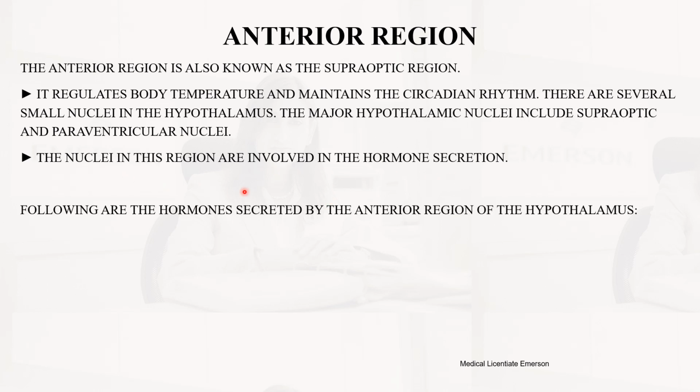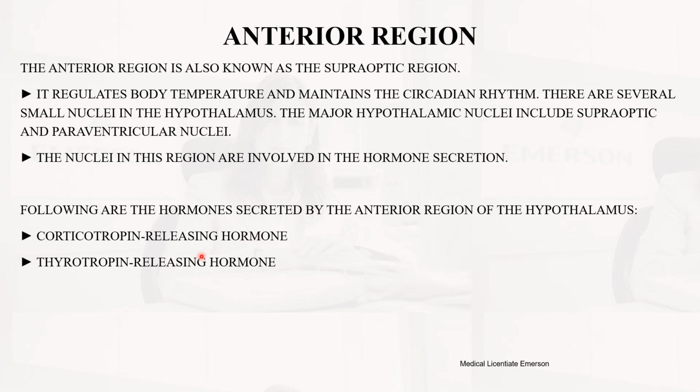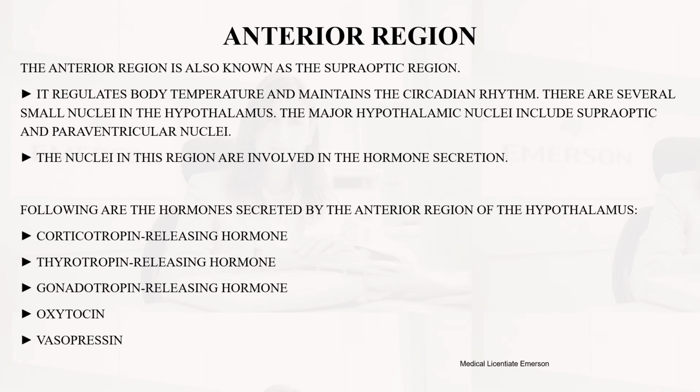Following are the hormones secreted by the anterior region of the hypothalamus: corticotropin releasing hormone, thyrotropin releasing hormone, gonadotropin releasing hormone, oxytocin, vasopressin, and somatostatin. These are some of the hormones secreted by the anterior region of the hypothalamus. But remember, this is more of a control center, so it doesn't necessarily directly release all of these.